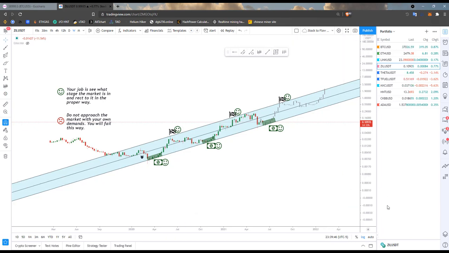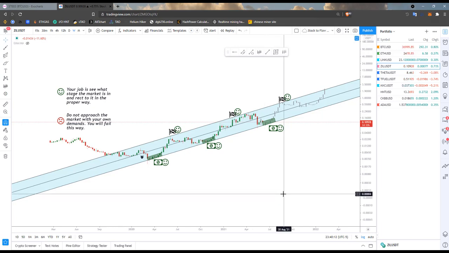They don't understand a key concept. Your job is not to come to the market with demands. That's what this unhappy face is for, because this will cause you to lose money. If you approach the market with any kind of expectation or demand that is not in accordance with what's actually happening, you're going to fail. And a lot of people will, and they'll lose money trading and they'll give up.